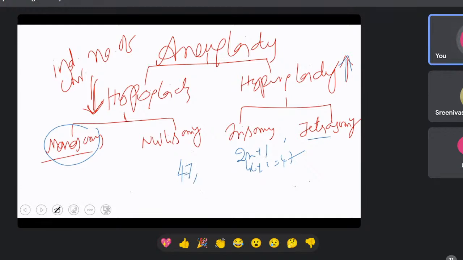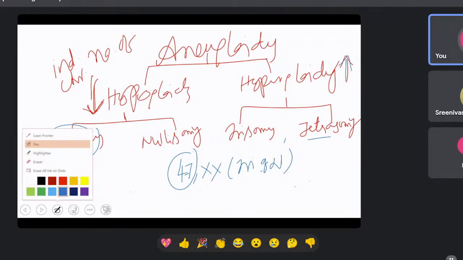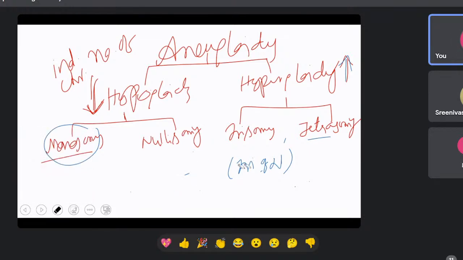So 47XX or 47XY. What is this 47? What is the extra chromosome? Here it is not referring to anything. So you have to mention it as 47XX trisomy of the 21st chromosome, or 21 trisomy. Next, the second example is Edwards syndrome. It is the trisomy of the 18th chromosome.